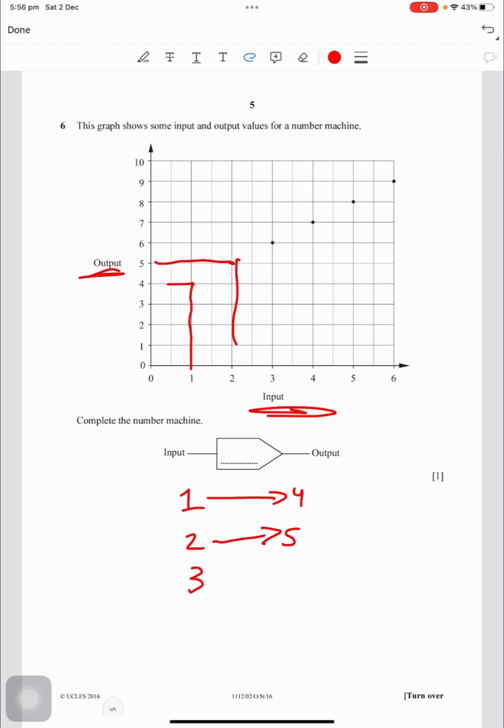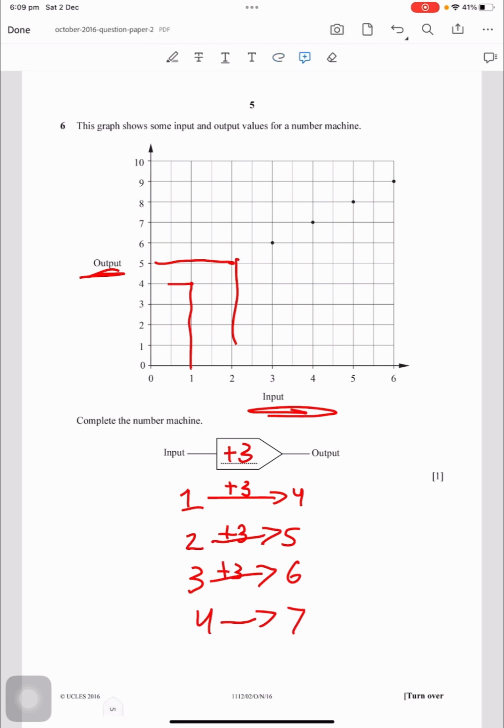If it is 3, then it is 6. And then if it is 4, it is 7. So, as you can see, each time we actually add 3 to all of these, we get our answer. So, 1 plus 3, 4. 2 plus 3, 5. 3 plus 3, 6. So, yeah, like that you can see. So, we can write over here plus 3. Okay, so let's move on to the next question now.